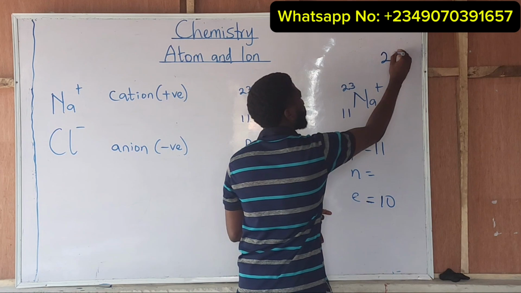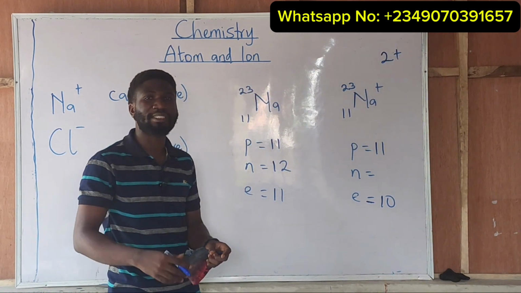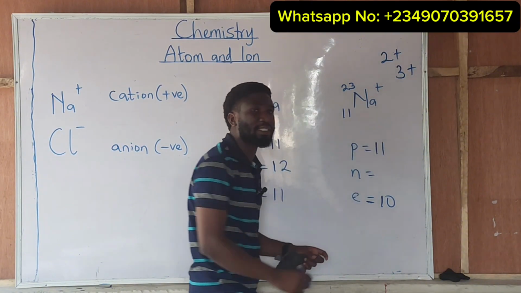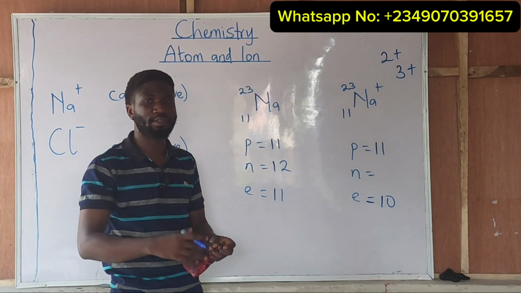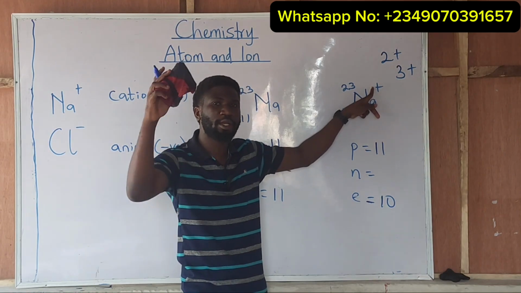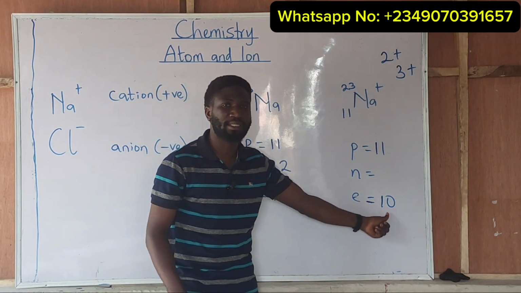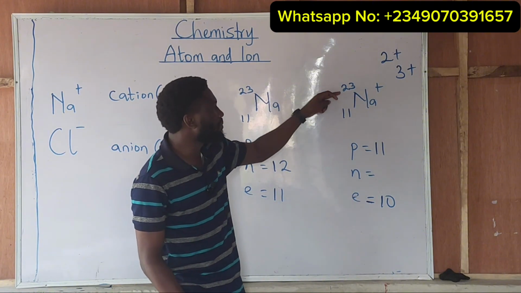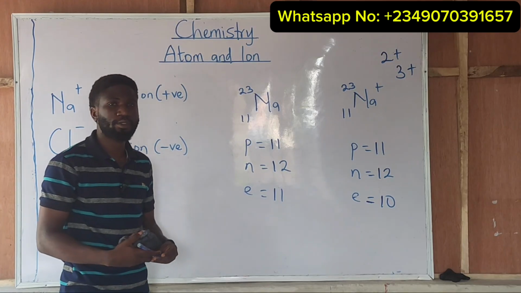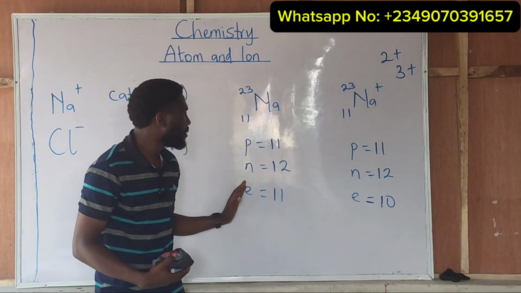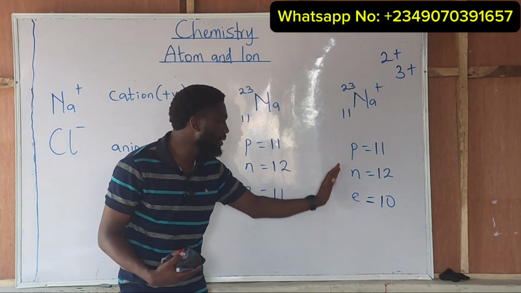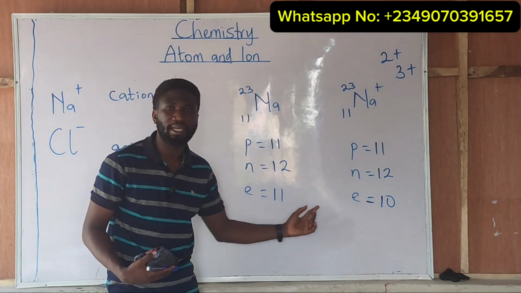Let's say we have 2 plus. That shows that it has lost 2 electrons. Let's say it is 3 plus. That shows that it has already lost 3 electrons. But here it is plus, or you can just say 1 plus, but you don't write 1 plus, so rather write plus. So the number of electrons there is 10, and the neutrons still remain 23 minus 11, and that gives us 12. If you check these values, you can see that the difference between everything we have here and what we have here is only found in the number of electrons.